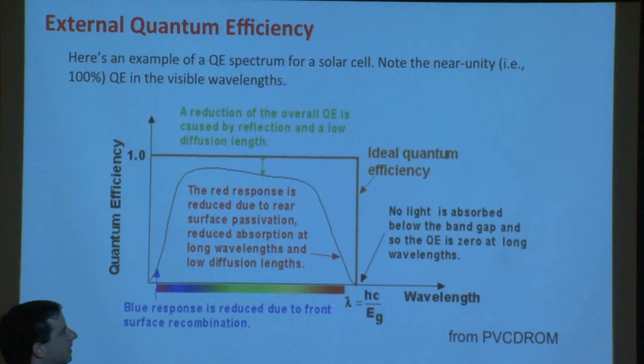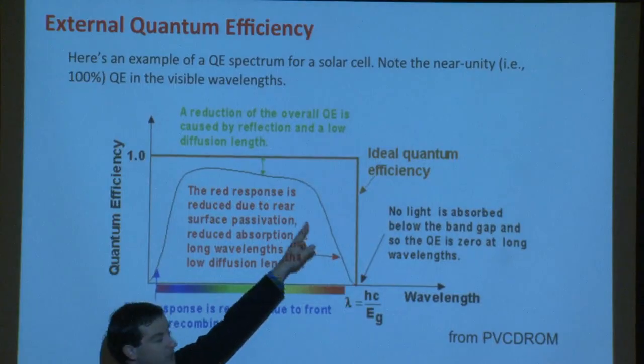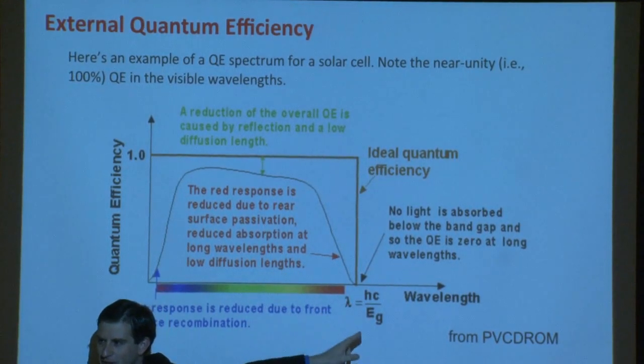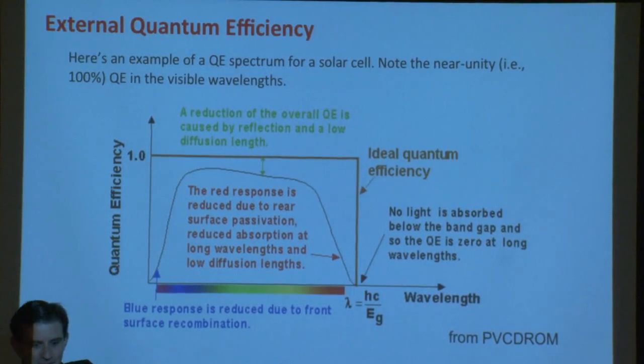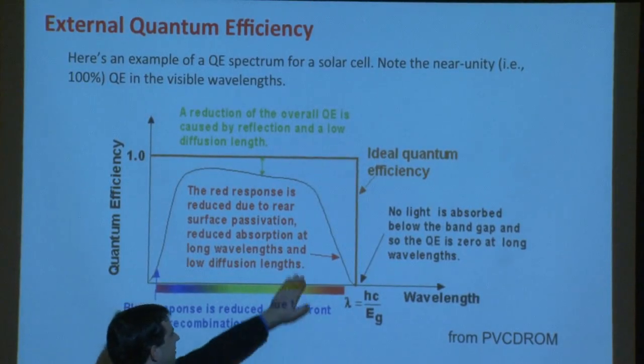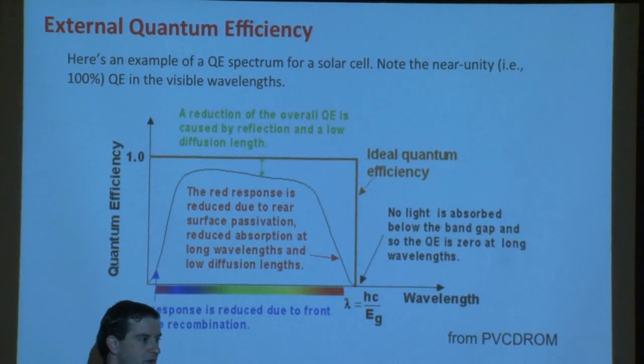In reality, at longer wavelengths here, what's going on? Why would there be a decrease of the quantum efficiency at longer wavelengths? What effect is happening there? Yeah, the absorption coefficient is dropping. And this light is starting to go straight through the device. There's a growing fraction of photons that are not being absorbed by the solar cell device.